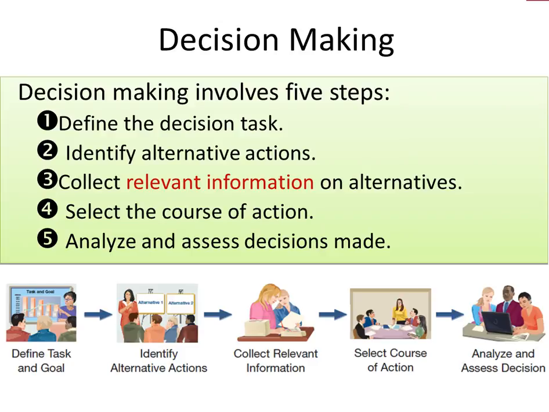All right, the continuation of chapter 25, decision making. They show that it's very academic, that there are 5 steps. You define it, you look at alternatives, gather relevant information, select the best course of action, and then analyze and assess decisions made. The problem with that is that while you're collecting relevant information, you don't get all the information. So almost always, you're dealing with a certain level of uncertainty and risk analysis.